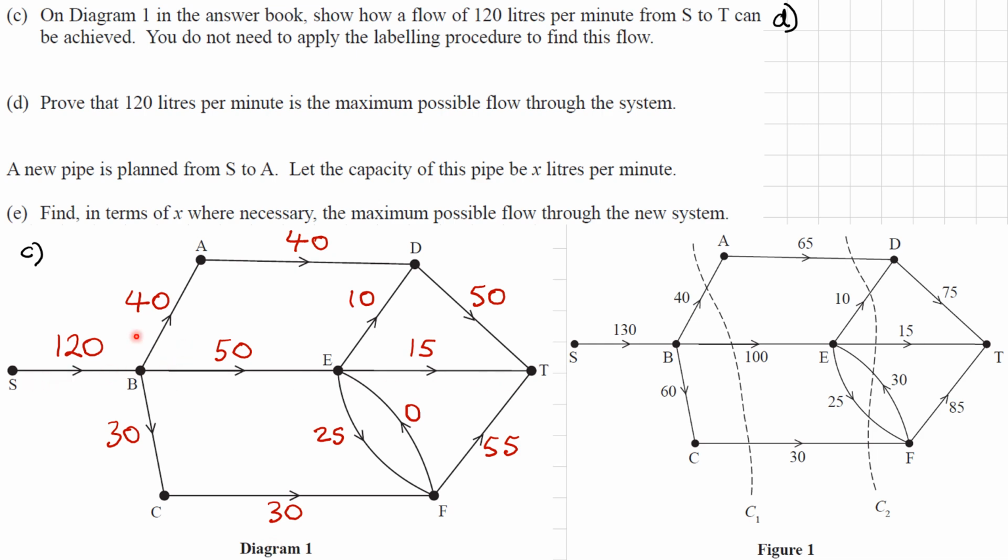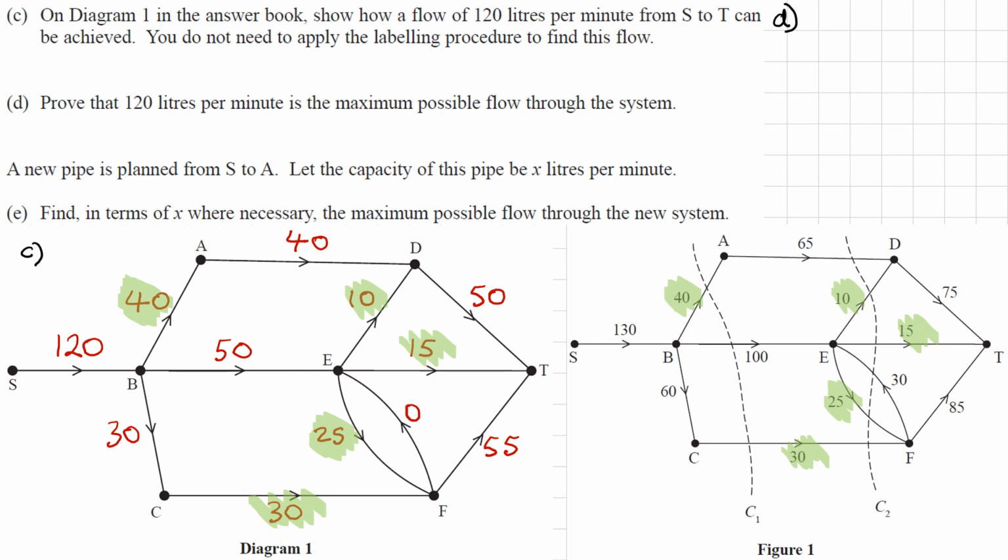So I'm going to label all or highlight all of the saturated arcs. So I've got BA is saturated because you can see it's at its full capacity. CF is saturated as well. EF is saturated. As you can see, it's up to 25. ET, saturated. ED, saturated. I think that's it in terms of saturated arcs. So those are all of the saturated cuts from S to T.